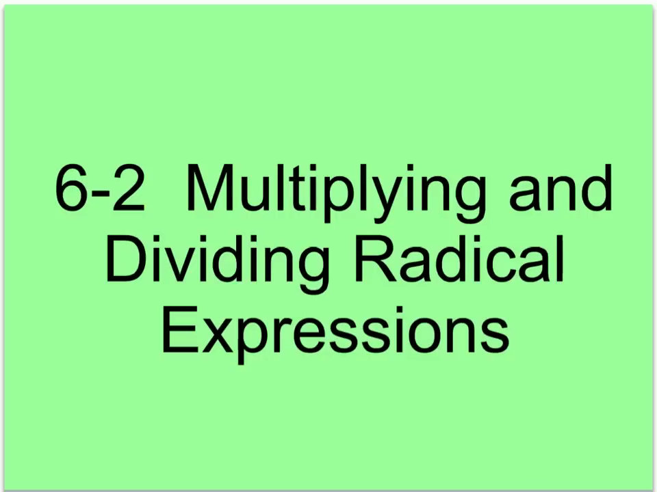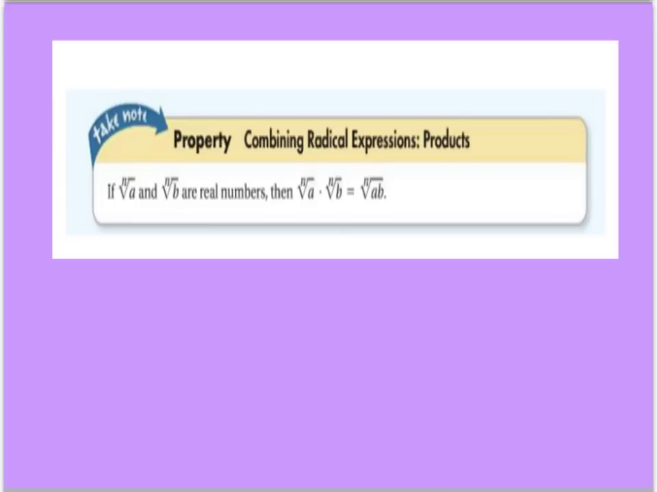In section 6.2, we're going to look at multiplying and dividing radical expressions. The first thing we're going to look at is the property for multiplying and dividing radical expressions, which basically tells us that we have an nth root of a and the nth root of b. And when we multiply those, we're just going to get the nth root of a times b. The key thing here is that the indices are the same. You notice that there's an n for both of those indices.